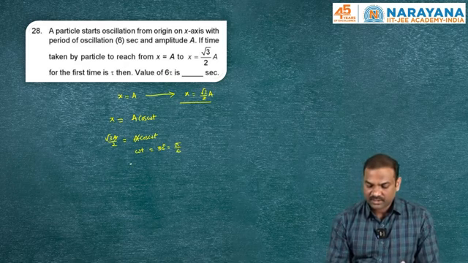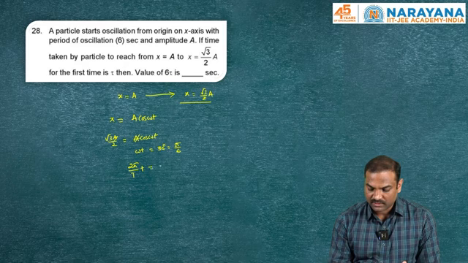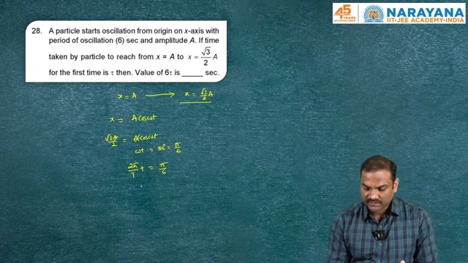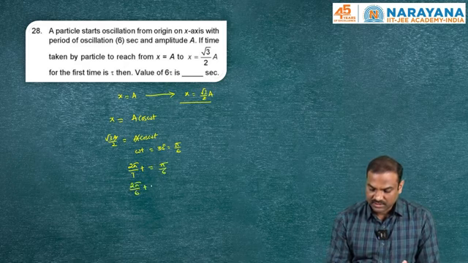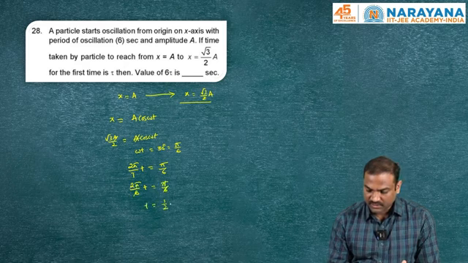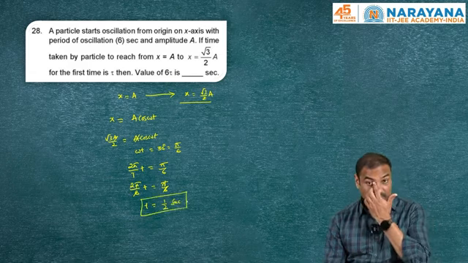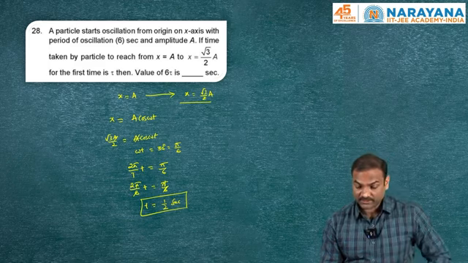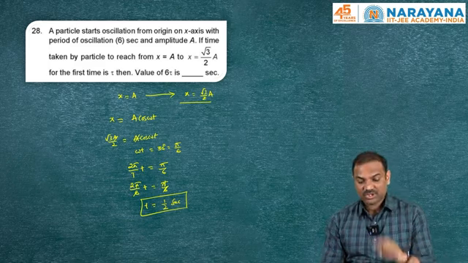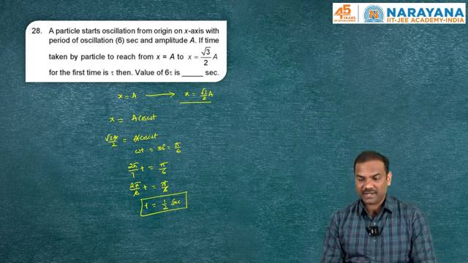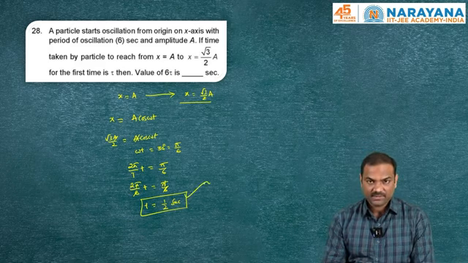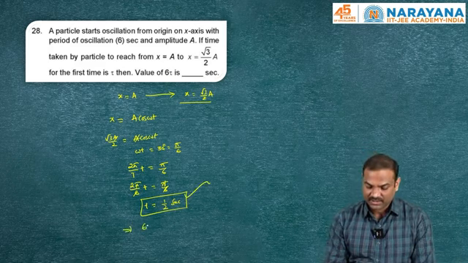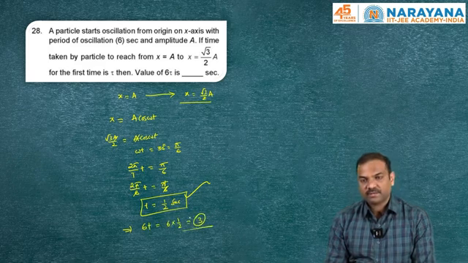Omega is 2 pi by T, and the time period is given as 6 seconds, so 2 pi by 6 into t equals pi by 6. The 6 and pi cancel out, so the time value is 1 by 2 seconds. But that is not the answer they're asking for. They're asking that the first time is tau, then what is the value of 6 tau. This first time is 1 by 2 second, so 6 into 1 by 2, and the required answer is 3.